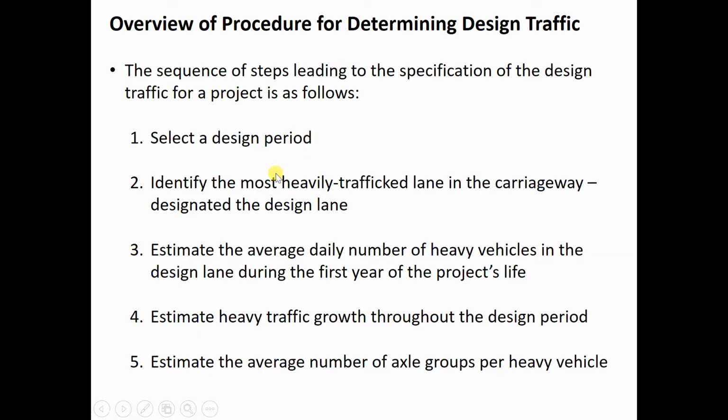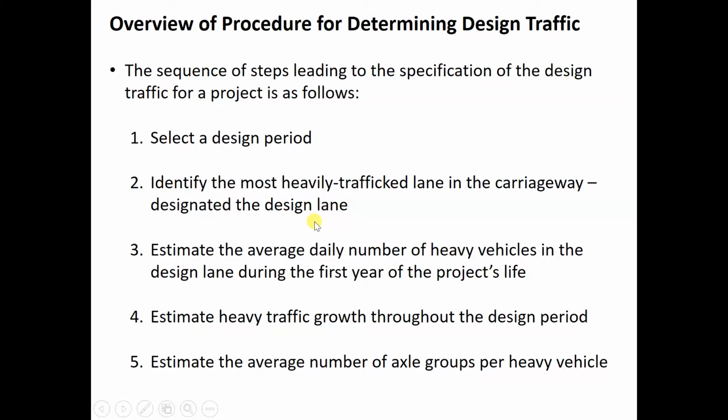The steps are: select a design period. Identify the most heavily trafficked lanes in the carriageway. Designate the design lane. Okay, you have many. Let's say you've got a dual carriageway. You have 3 lanes on one side for one direction, and another 3 lanes on the other side for the opposite direction. For the 3 lanes, you have to find the most trafficked lane in the carriageway.